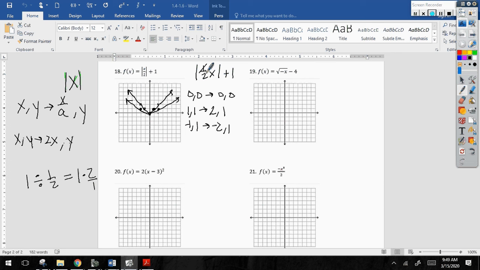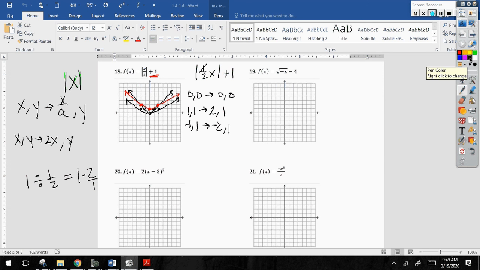And now what I want to do is my very last transformation, which is up 1. So every point that I just stretched is going to go up 1. So my graph in red is my final transformed graph.